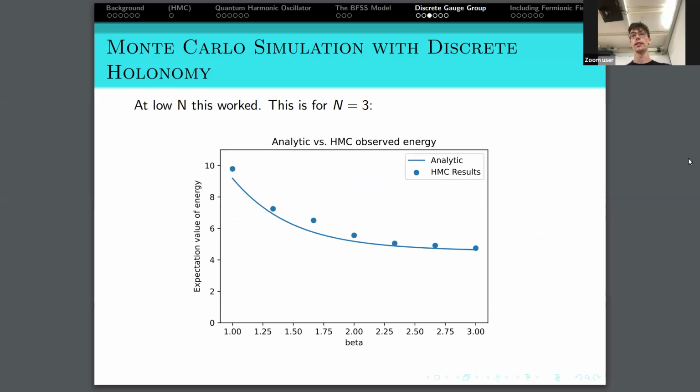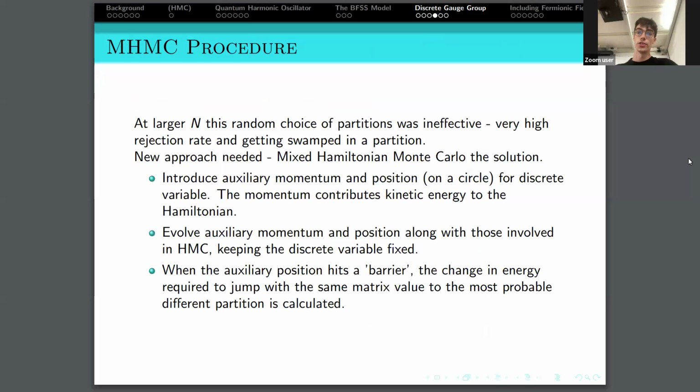So at low n, this did work, and this is the graph that's shown up here now. For n equal to 3, you see that the hybrid Monte Carlo results fairly closely track the analytic curve that's predicted. So this is the expectation value of energy versus beta. But we don't see any phase transition here, because n is not large enough for it to be a good approximation of a continuum model. So as you pump up n to larger and larger numbers, this random choice of partitions at the start of each Hamiltonian evolution was very ineffective.